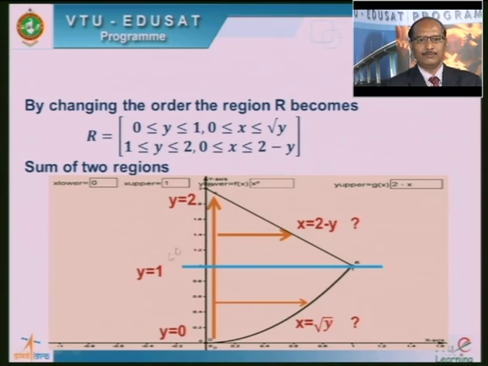The other one, y equal to 1 to 2, where y minimum is 1, the maximum is 2, and x is again, this boundary is 0, x equal to 0 to x equal to the straight line here. In the previous case it was a parabola, here it is a straight line, x equal to 2 minus y. So there are two regions, means the given region is 1, while changing the order we are unable to find only one region. So there are two regions, so adding them, sum of the regions.